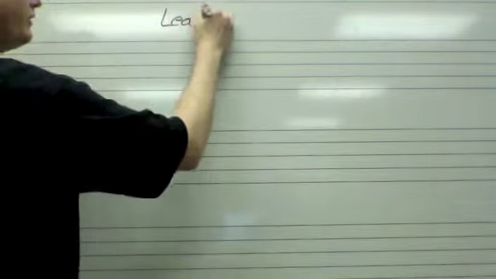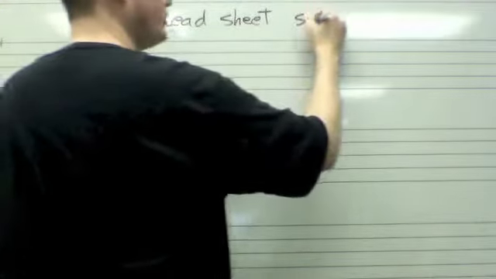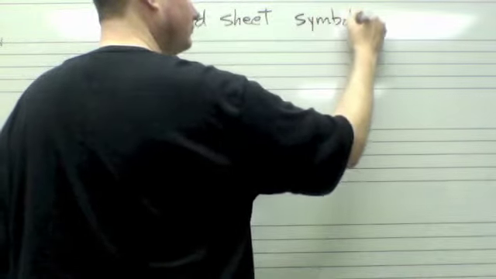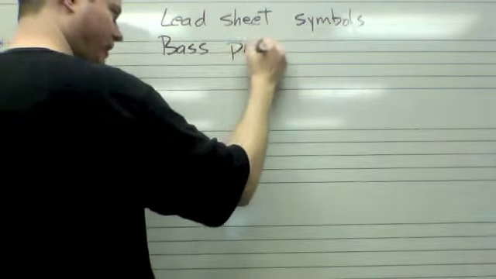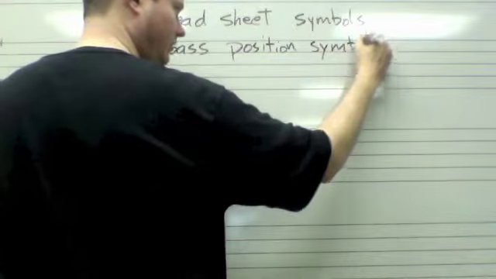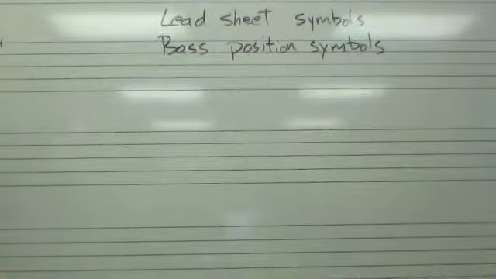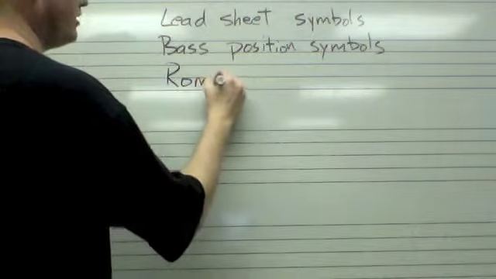We have seen so far two systems of analyses: lead sheet symbols, and bass position symbols, also known as figured bass. And now it's time to learn the last of these, which is Roman numerals.